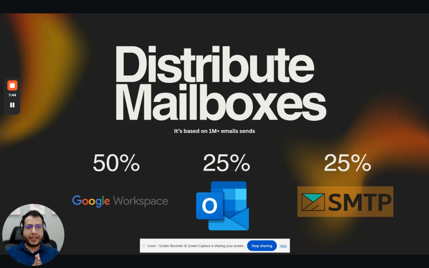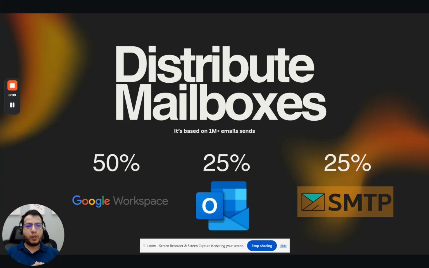When you're making a decision about buying mailboxes, you have two methods. If you're going for a Google mailbox, you can buy it directly from Google or from resellers of Google. Same is the case with Outlook inboxes. You can buy directly from Outlook or Microsoft, or you can buy from resellers.